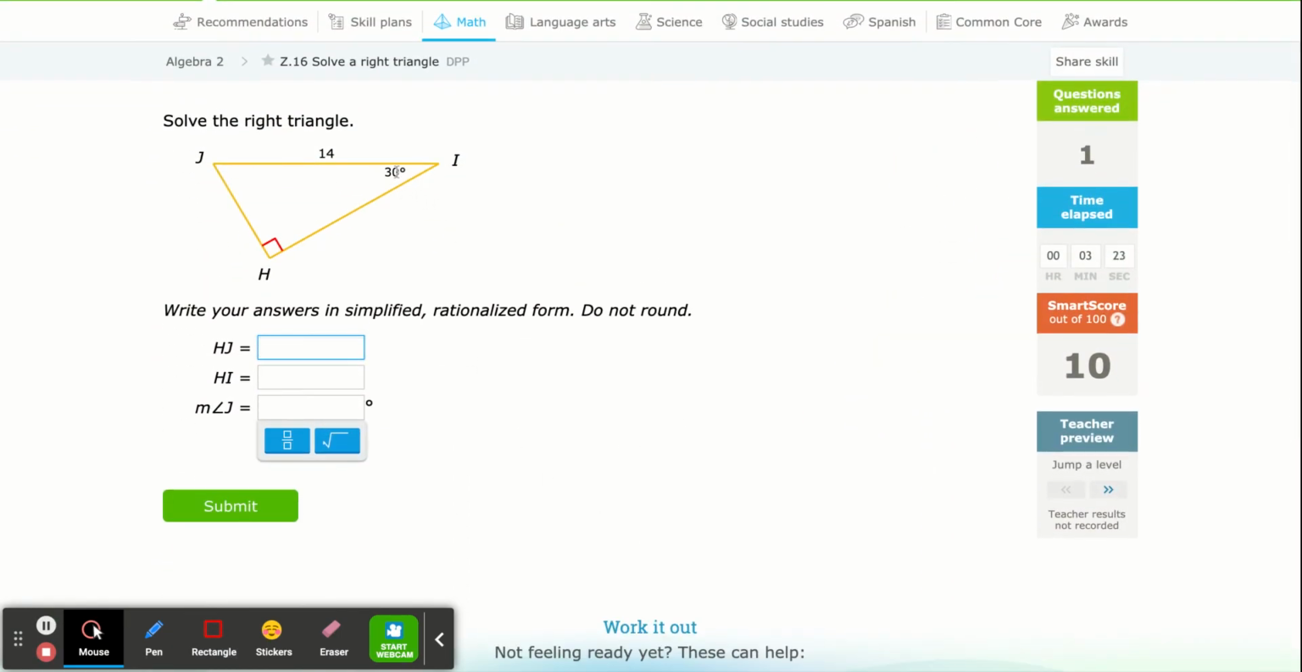Okay, same thing here. This is a 30 degree, so the angle is 60 degrees. Since they give us the hypotenuse, the shortest side, HJ, is half that length, so HJ will be 7, and the hypotenuse will be 7 square roots of 3.